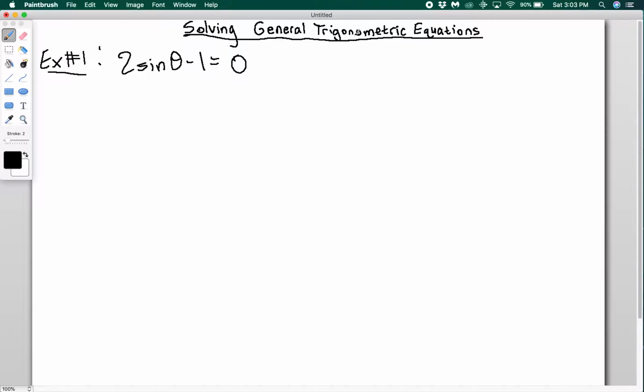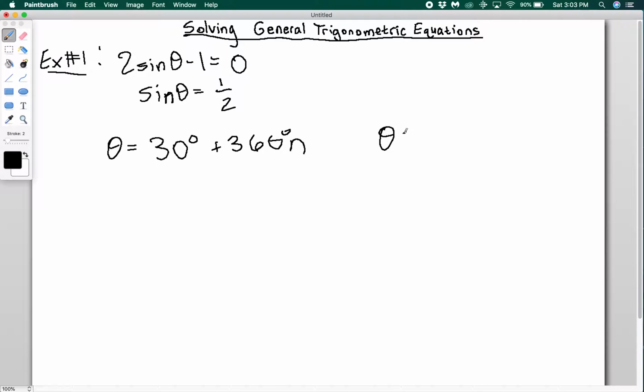So to solve this, I just say sine theta equals 1/2, and then I take an inverse. And if I want the full set of solutions, I'm going to get that theta equals 30 degrees plus 360 degrees n, or theta equals 150 degrees plus 360 degrees n.